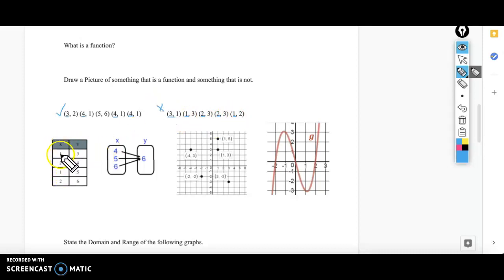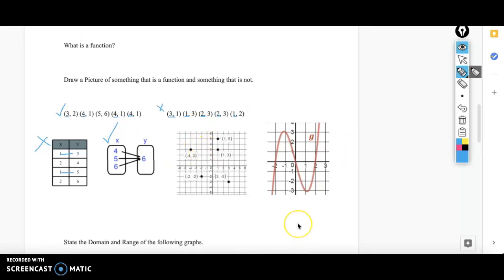Okay, look, same thing here. 1 goes to 3. And 1 goes to 5, which means it matches up with 2 different things, so it is not a function. 4 goes with 6, 5 goes with 6, 6 goes with 6. None of these repeat. The y repeats, but this one does not, which means this is a function.